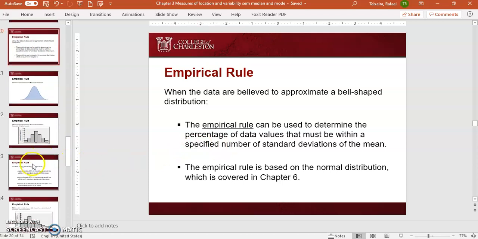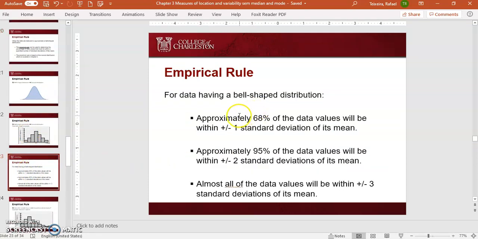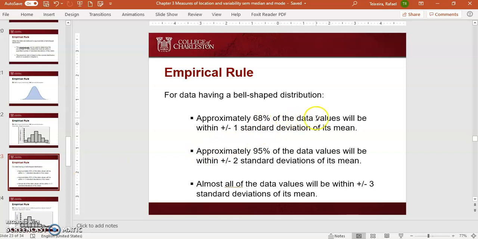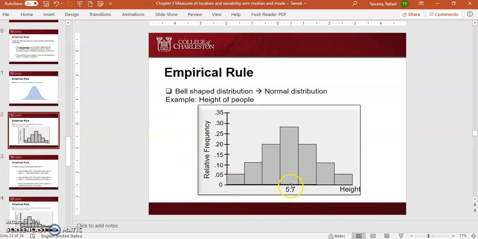What does the empirical rule say? The empirical rule says that approximately 68% of the data values that we have in the distribution, for example, let's say the height of people, 68% of the heights will be within plus and minus 1 standard deviation of the mean. So here is the mean. Let's assume we compute the value of the standard deviation. This is what we learned in previous videos.